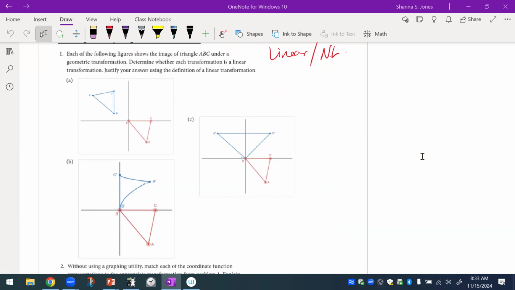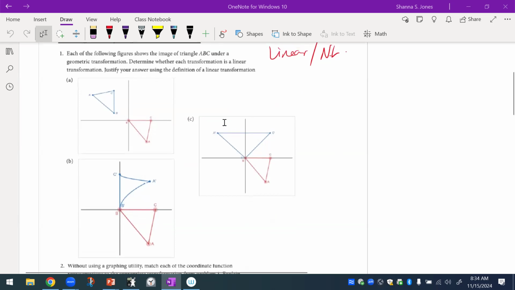So first off, if it's not a line to a line, then it's not a linear transformation. Second thing is it's centered around the origin. Okay. If it's not centered around the origin, then it's not a linear transformation. Okay. So on your Frayer model, we learned that reflections around the origins, rotations about the origins, and dilations about the origins are all examples of linear transformations. However, translations are not. Translations are just geometric transformations.